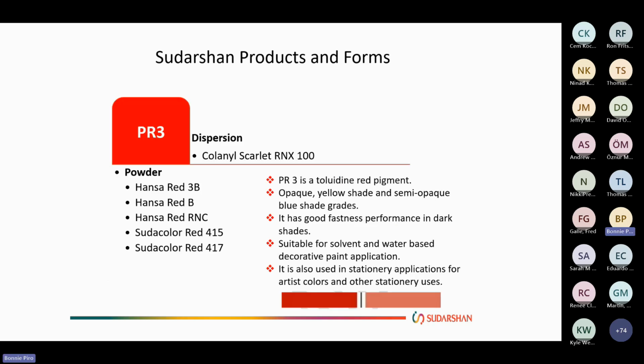Some key ones here, the Pigment Red 3 tends to be either opaque and yellow shade or a semi-opaque and a blue shade. So options there. They do have good performance in terms of fastness, especially when you're trying to get to some darker shades. They can be used for both solvent and water-based coatings application areas. And it is one of the key ones that shows up in some of the special application areas, things like stationery or artist colors. So a lot of uses for Pigment Red 3.